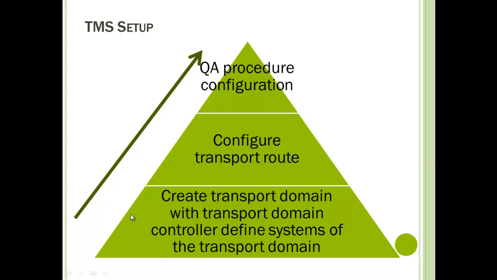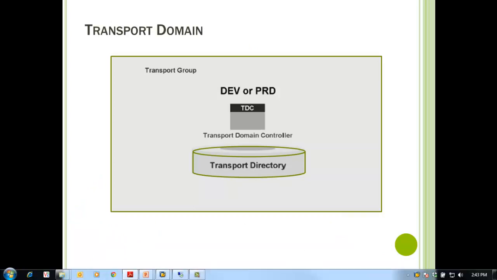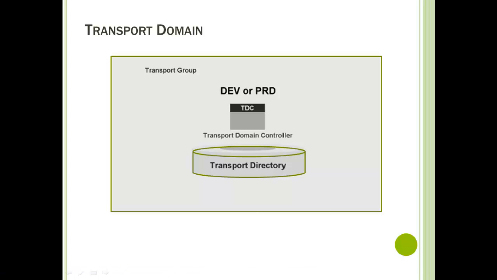So first, let's see how we initialize the transport domain. In general, the first system which you start configuring in STMS is considered the transport domain controller. We can switch the domain controller at a later stage. Let's assume it is not feasible to keep it in the same system; you can switch the domain controller to a different system. That is possible at a later stage.